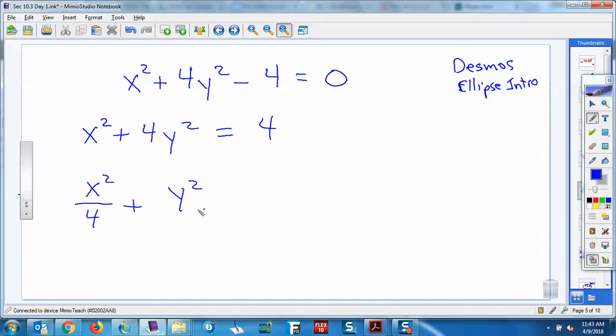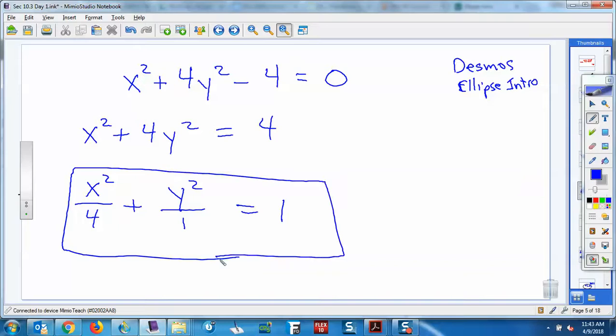Y squared, but you know what we're going to do? We're going to put a 1 under there, even though it seems kind of unnecessary. And then this side is going to be 1. That is going to be considered the standard form for this particular ellipse.